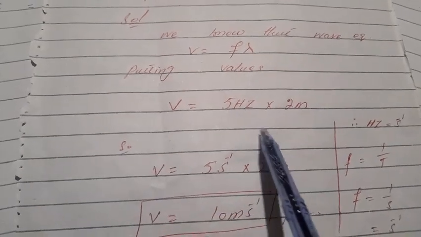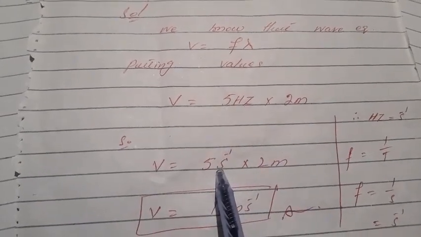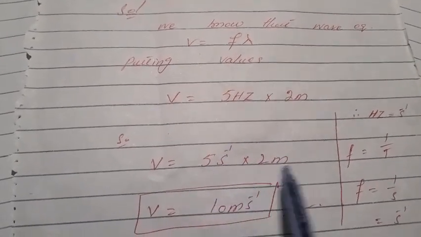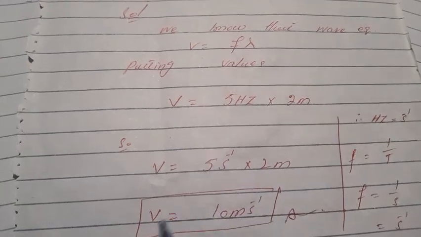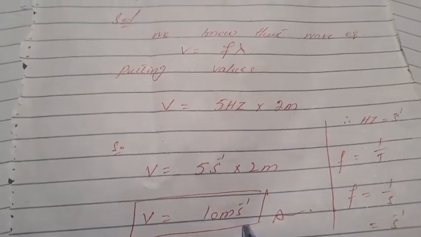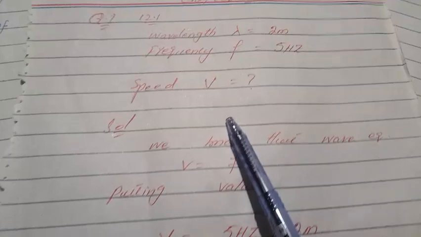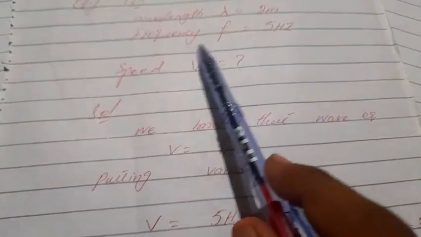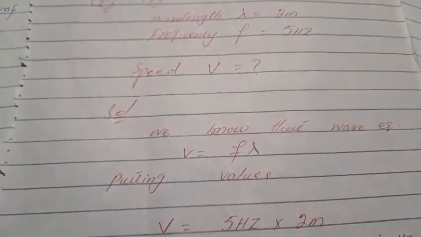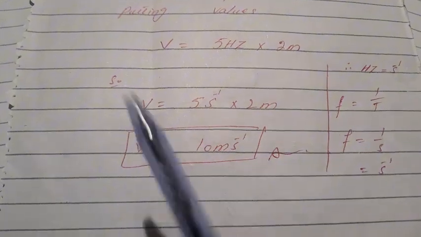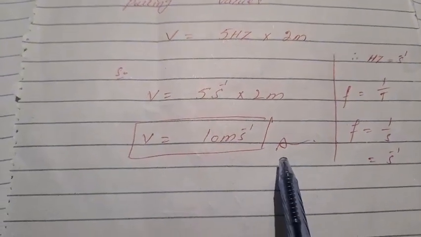Putting the values, 5 hertz expressed as second inverse multiplied by 2 meters, the answer is v equal to 10 meters per second. So for a wave which has a wavelength of 2 meters and a frequency of 5 hertz, the speed of that wave is equal to 10 meters per second.